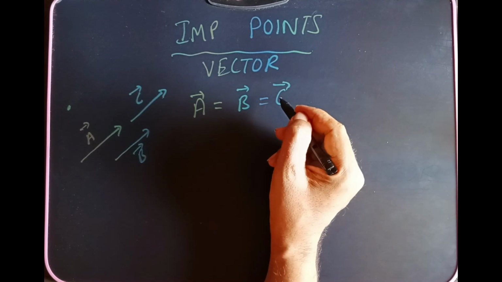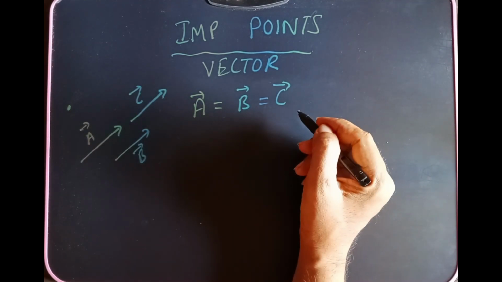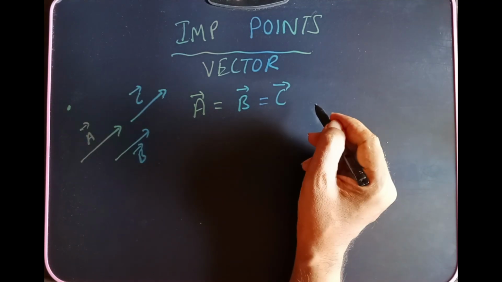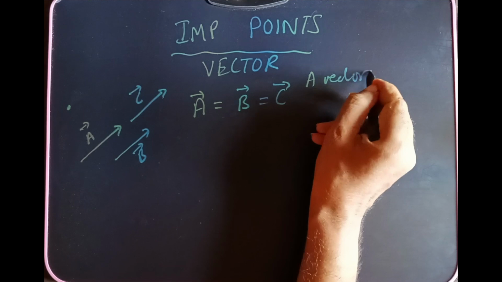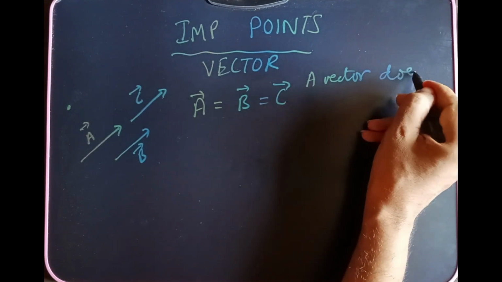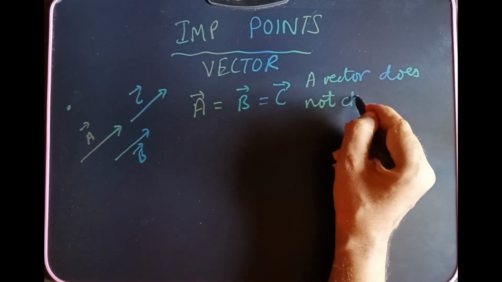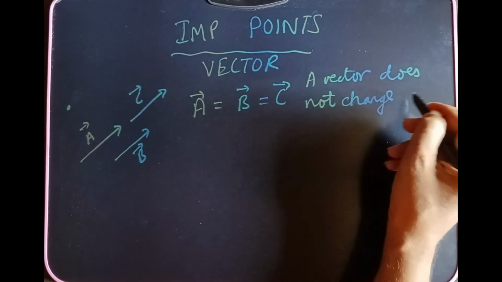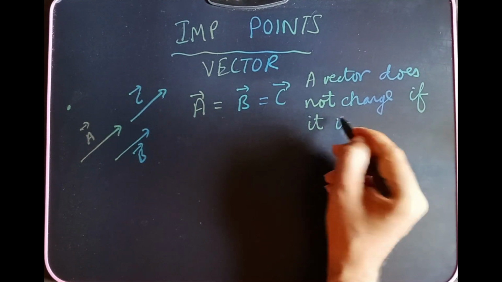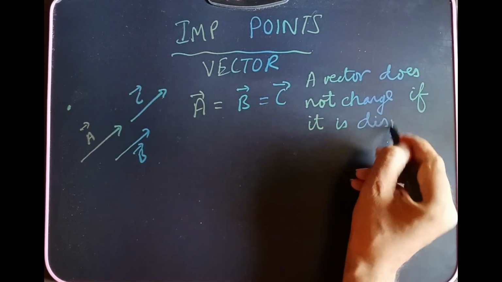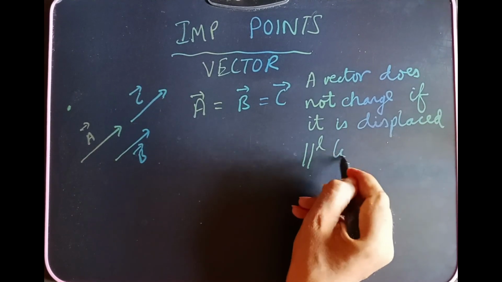That means a vector does not change if it is displaced parallel to itself, as magnitude and direction of the vector remain the same. What is said? A vector does not change if it is displaced parallel to itself.